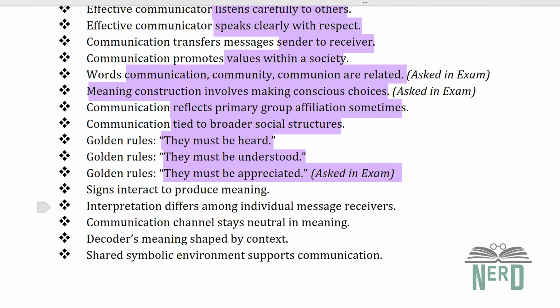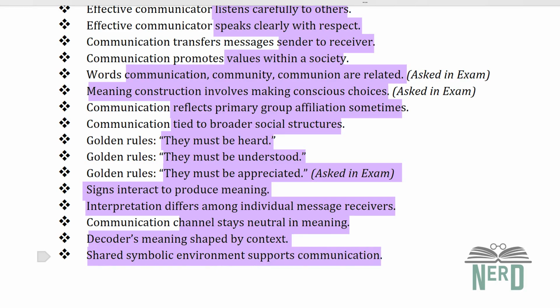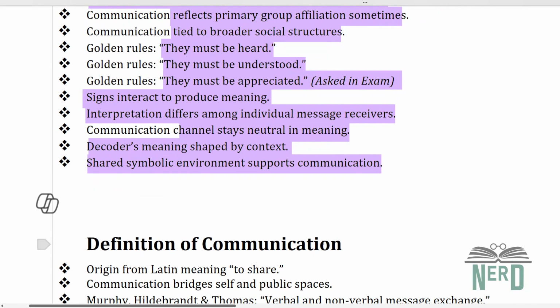Communication is built on a shared symbolic environment. Signs interact with each other. Interpretation differs from person to person. And while the channel itself remains neutral, the meaning is shaped by context. Communication strengthens social bonds, supports relationships, and even reaches non-participants through symbols and shared culture.